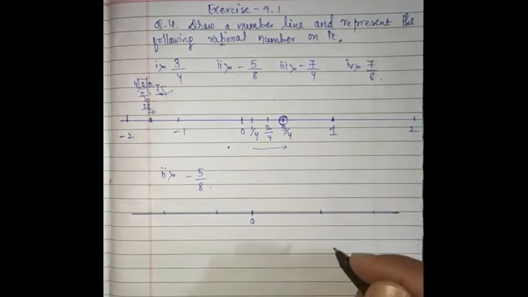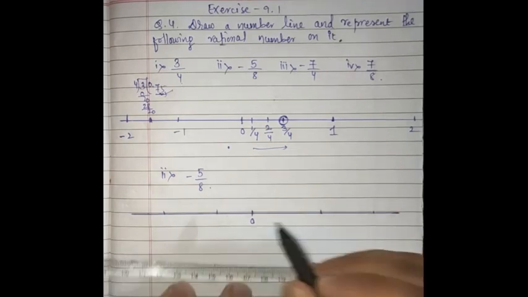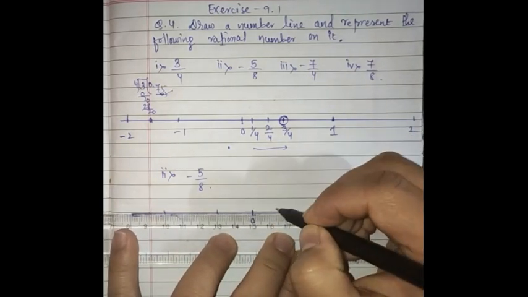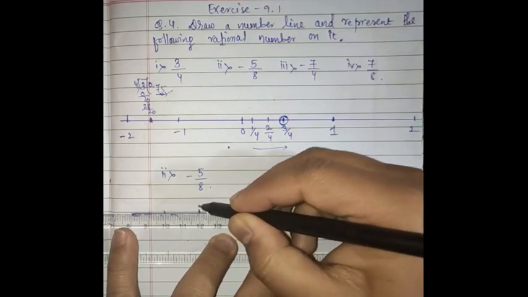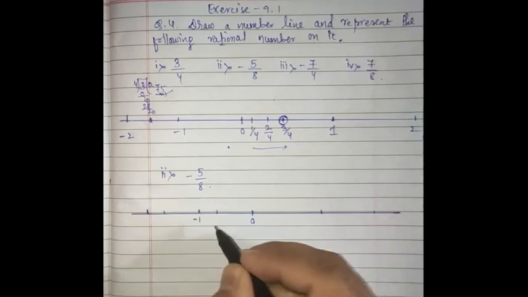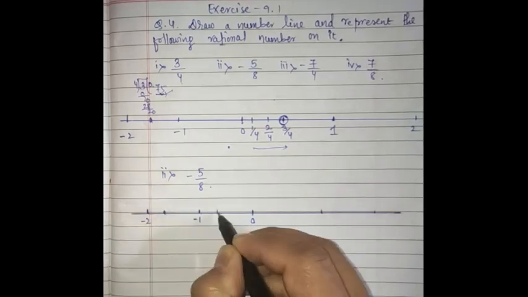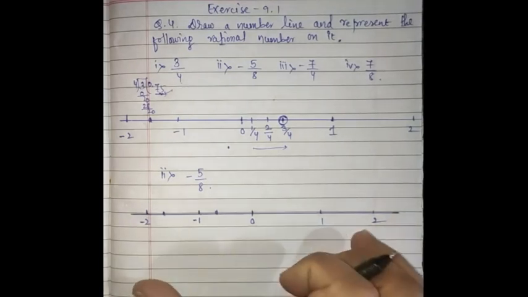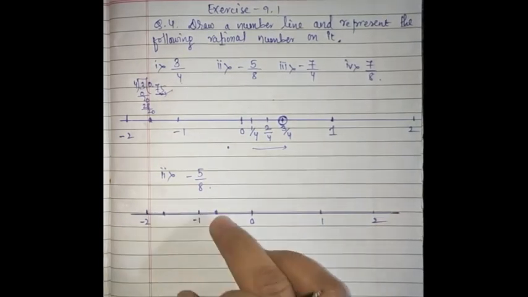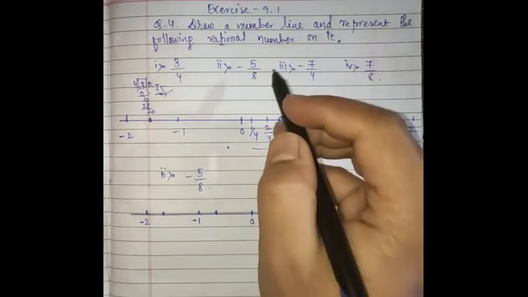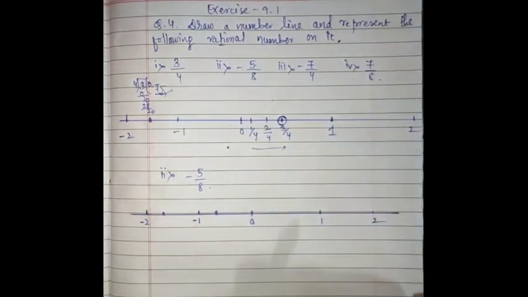Even this has become smaller, so I'll choose a little bit broader here. From here 0 to, let us choose this as minus 1, let us choose this as minus 2. So let us choose this as minus 1, minus 2, okay, 1, 2. First of all, you make it with the scale, and if such a mistake happens, you can erase it, okay. So use that trick. So you have to plot minus 5 by 8 in this number line.